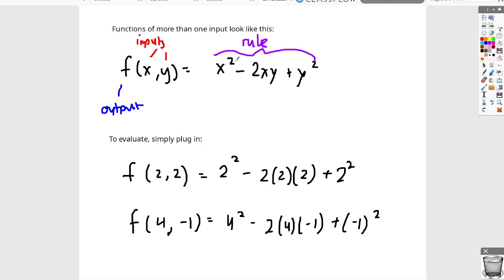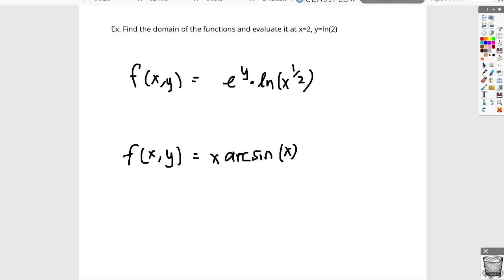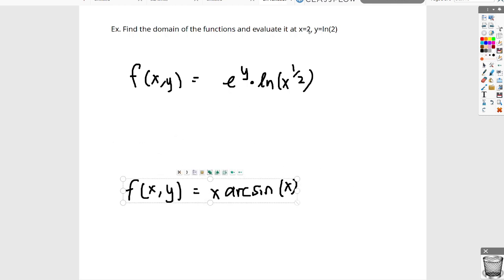So f of x, y is equal to x squared minus 2xy plus y squared, right? So to evaluate, you simply just plug in. If it's f of 2, 2, then it will just be 2 squared minus 2 times 2 times 2 plus 2 squared. F of 4, negative 1: 4 squared minus 2 times 4 times negative 1 plus negative 1 squared, right? So all the x's you replace with the left number, and all the y's you replace with the right number. Simple, not very hard.